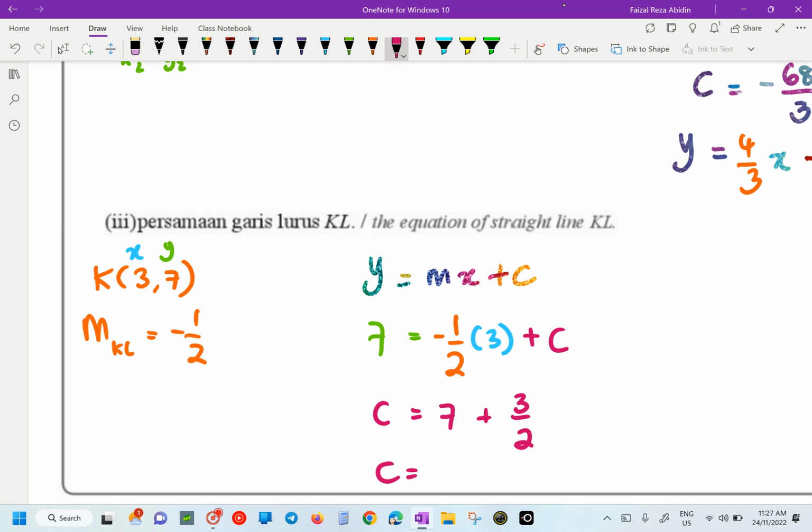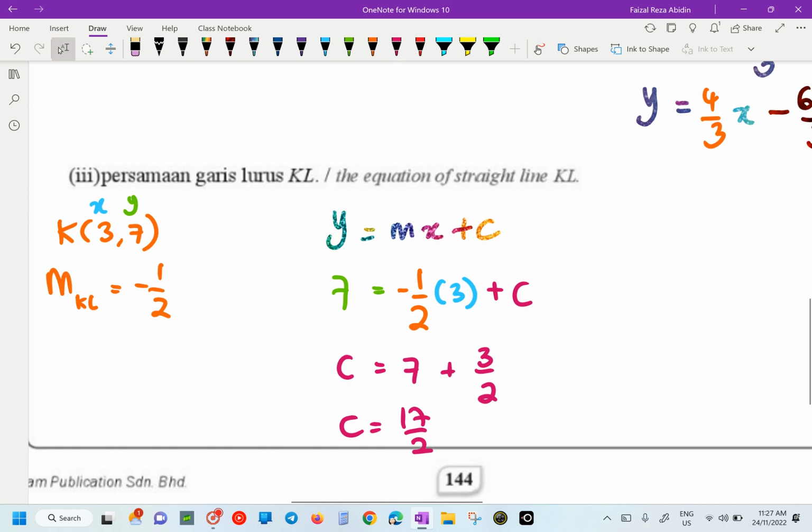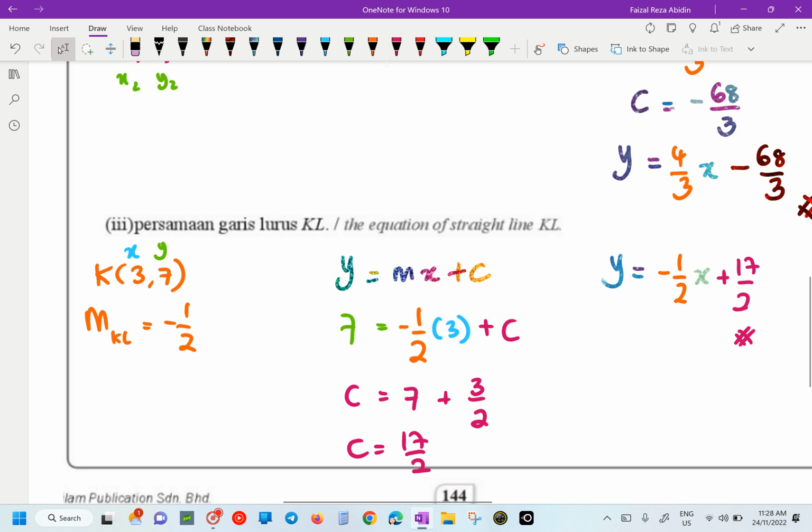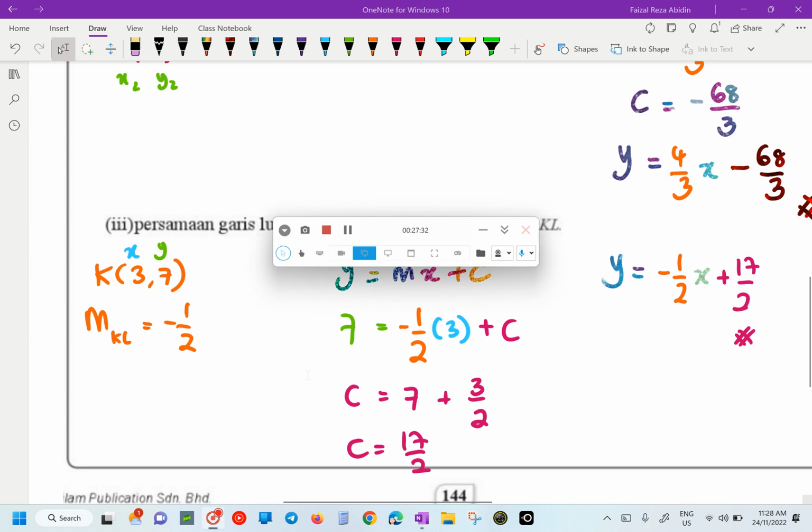So 7 plus 3 over 2 gives 17 over 2. So you are going to write back your equation of straight line as y equals negative 1 over 2 x plus 17 over 2. Done for our KL. Finally.